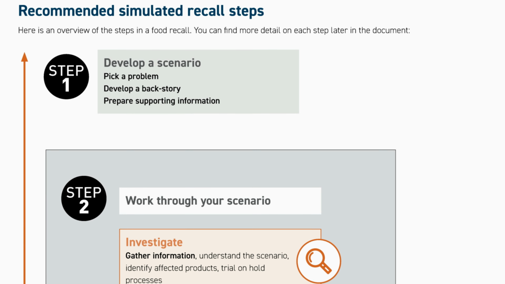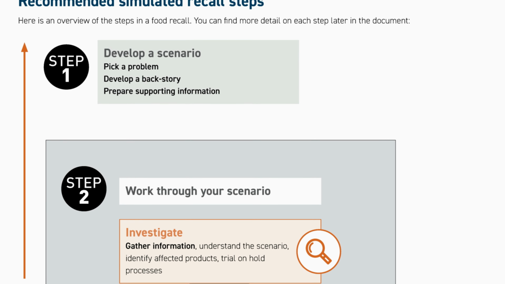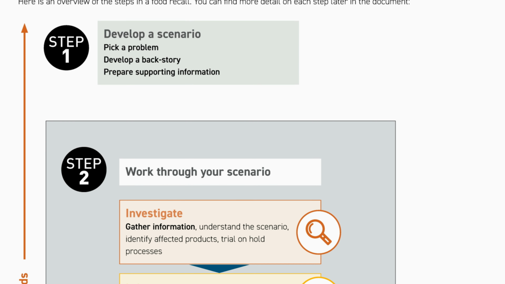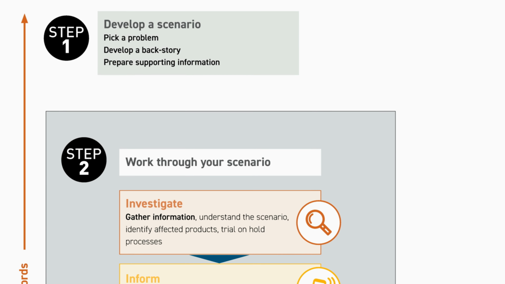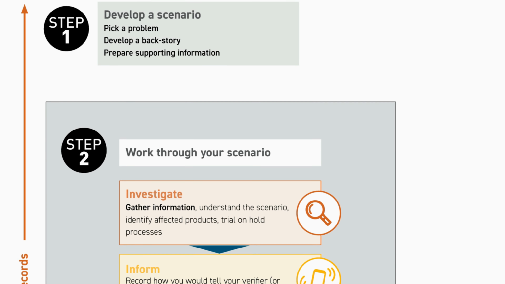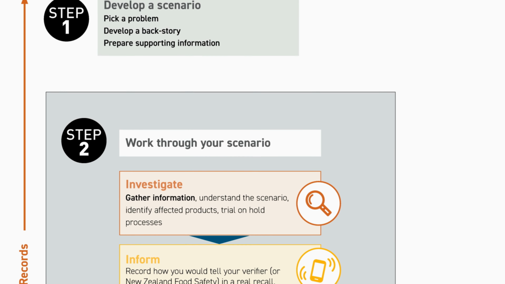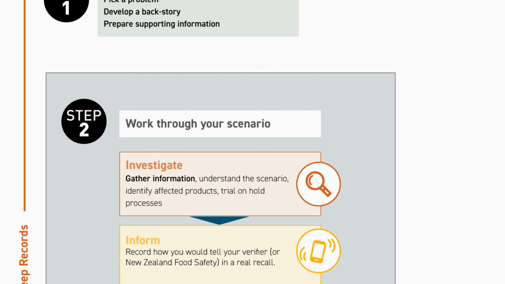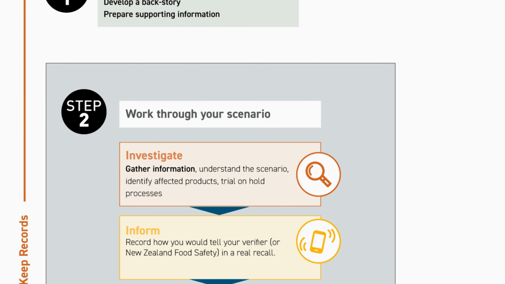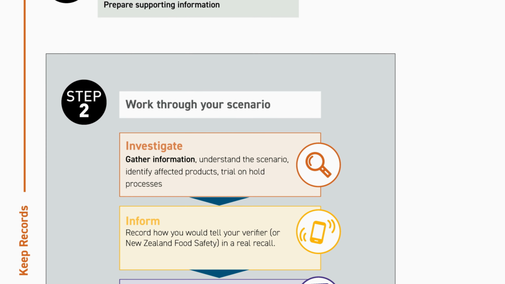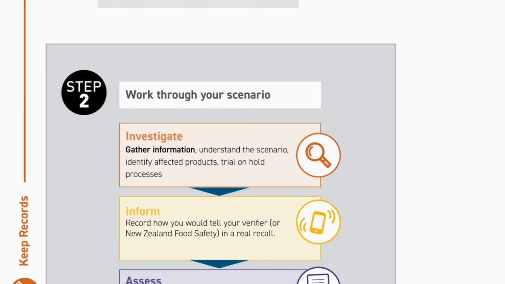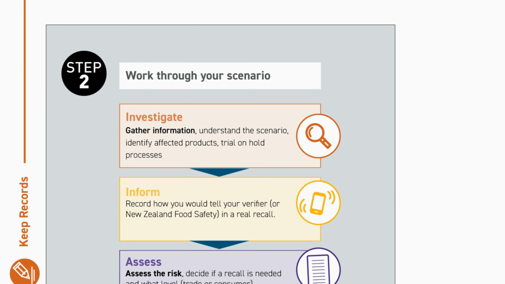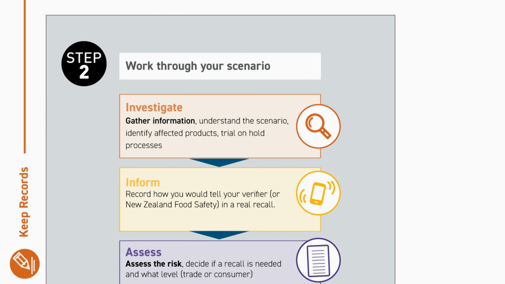Recommended simulated recall steps. Here is an overview of the steps in a food recall. You can find more detail on each step later in the document. Step 1. Develop a scenario. Pick a problem, develop a backstory, prepare supporting information. Step 2. Work through your scenario. Investigate. Gather information, understand the scenario, identify affected products, trial on hold processes.